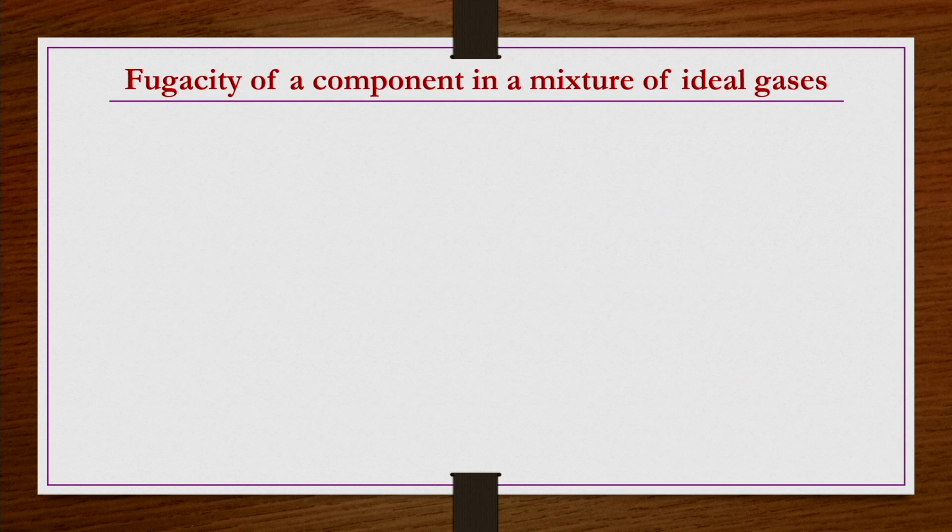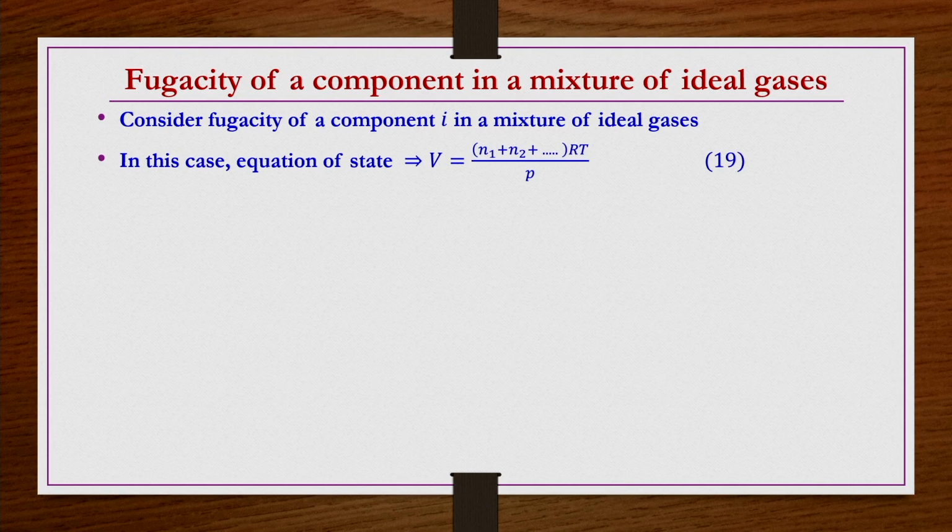The fugacity of a component in a mixture of ideal gases, that we already know. For the ith component of an ideal gas mixture, the fugacity is nothing but its partial pressure, okay. However, we can prove it from this equation again. So, if we have an ideal gas mixture, then PV is equal to RT, P small v is equal to RT.